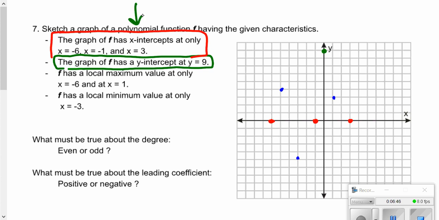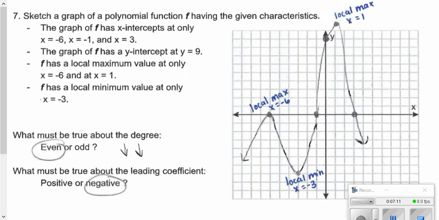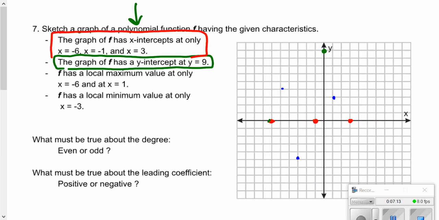So polynomials, which it says it is, are always smooth. They aren't pointy or have sharp turns or anything, so I just need to try to connect these as best I can. Oh, I have a little puzzle going here, don't I? It must not go that direction, because the only places I'm allowed to go through the x-axis are those red dots. Let's check out this for a second. That's the puzzle.